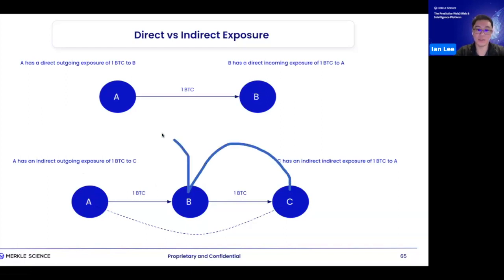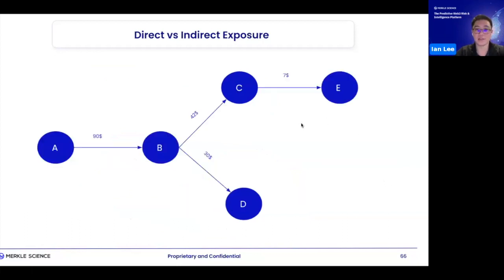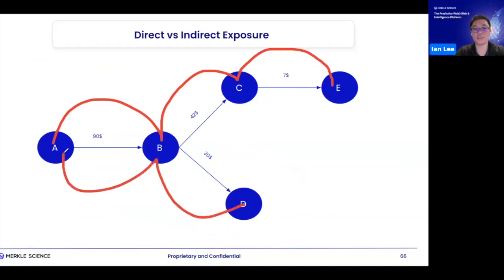1 hop, 2 hops, right? So the terms direct exposure, indirect exposure, and hops are used very commonly in this industry. And so in this example, we would say that wallet E is 1, 2, 3 hops from wallet A, and wallet D is 2 hops from wallet A, right?